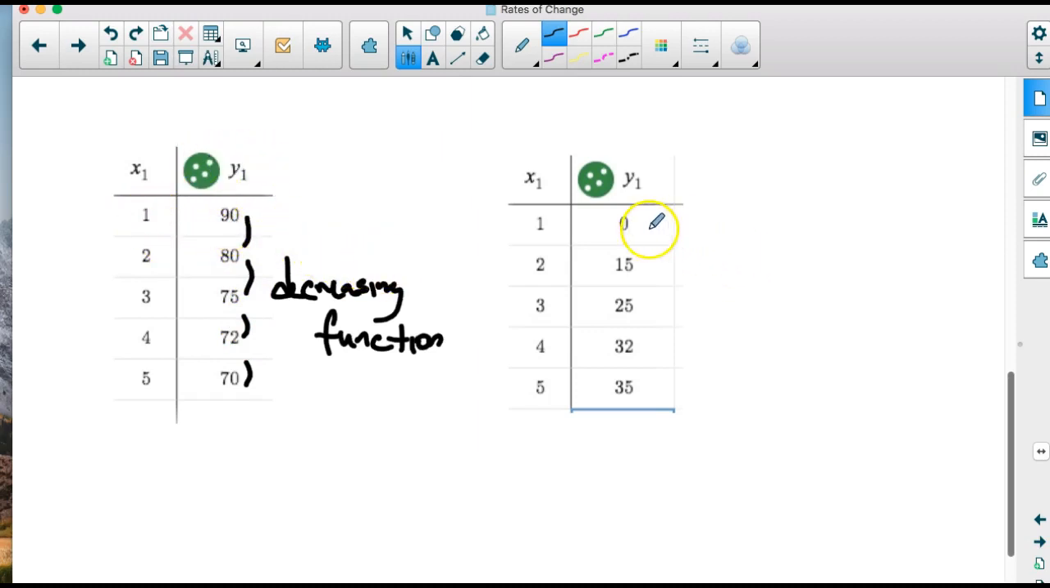All right, and we're looking at this one. This does the opposite. This is an increasing function because it goes up 15, goes up 10, goes up 7, then goes up 3. So it's always increasing. Now, if one of these numbers went back down, like if this went down to 22, then we would have some decreasing happening in between these values. But this is always increasing and always decreasing in this example.